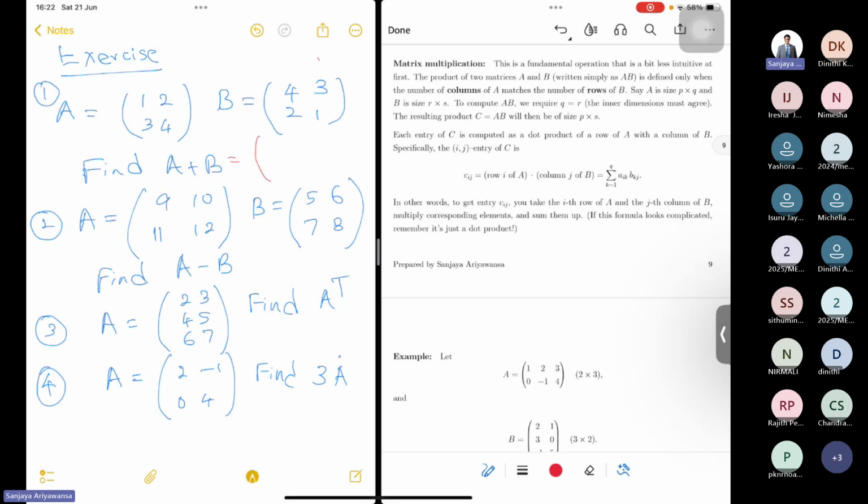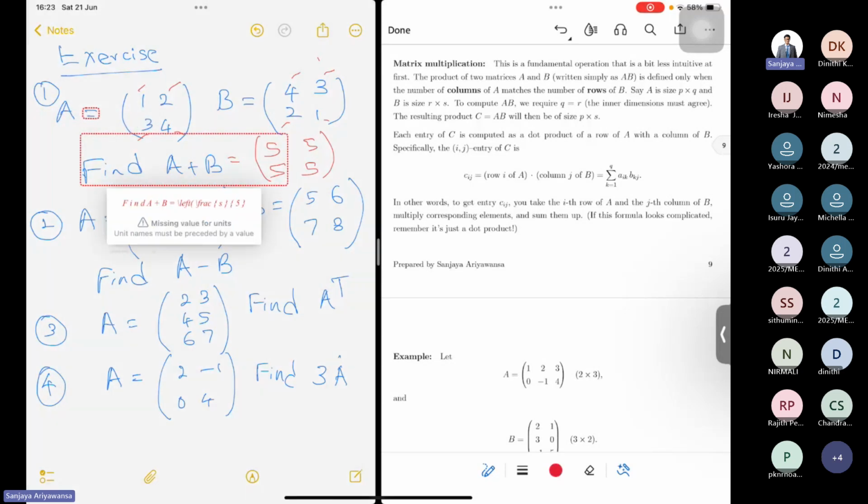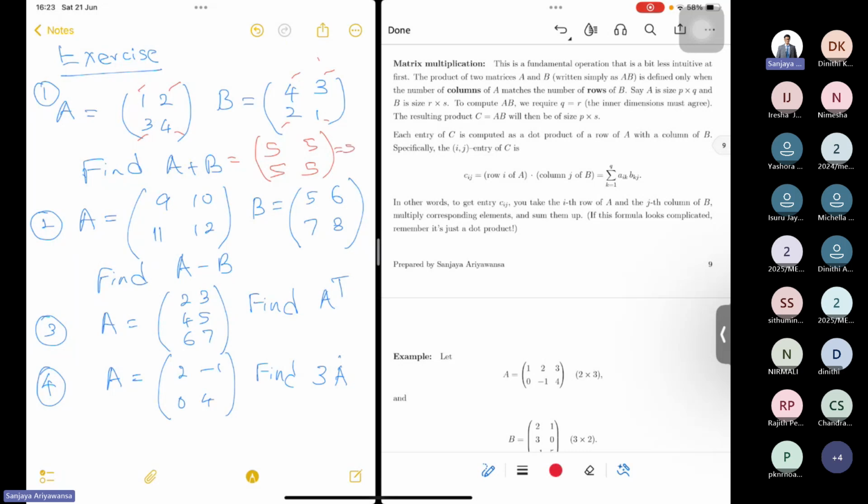So the first one is quite straightforward. A plus B, so you add 1 and 4, so you get 5. 2 and 3, which is also 5. 3 and 2, which is also 5. 4 and 1, which is also 5. So A plus B is another 2 by 2 matrix, which gives you all 5s. And if you want, interestingly, you can take 5 out such that you have something like this: a scalar multiplication of the 1, 1, 1, 1, 2 by 2 matrix multiplied by 5.